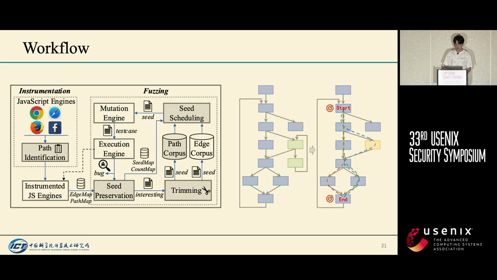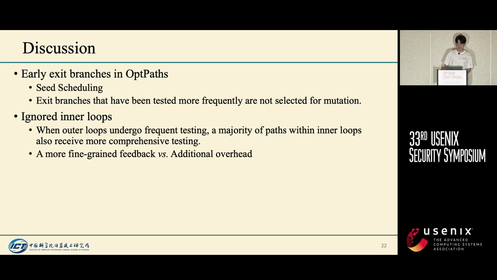The figure on the left shows the workflow of our fuzzing system. The system consists of two parts, instrumentation and fuzzing. The instrumentation module identifies the outer loop and nested inner loop in the optimization, and marks the start and end points of the OPT path. The fuzzing module is built on Fuzzilli. We add a new seed queue to Fuzzilli and incorporate a new seed preservation, seed scheduling, and seed trimming strategy based on OPT path. Now we discuss two problems.